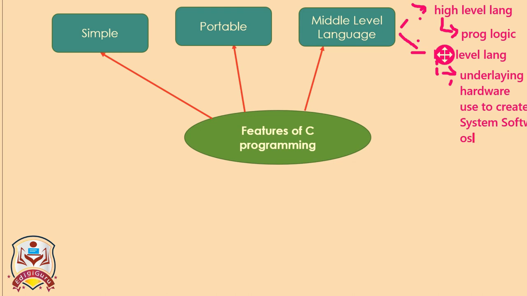C is also used to create operating systems, which means it uses the low level features. C also focuses on programming logic, which means it uses the high level features. So C uses high level features as well as low level features. Thus it stands in between these two languages, and that's why it is referred to as a middle level language, and it is one of the features of C language.